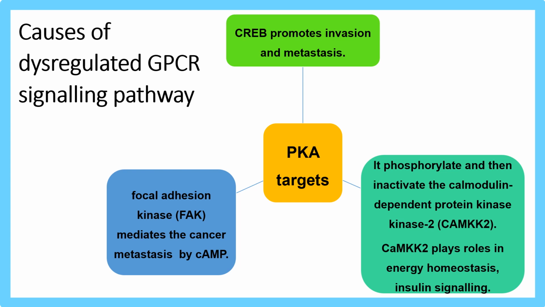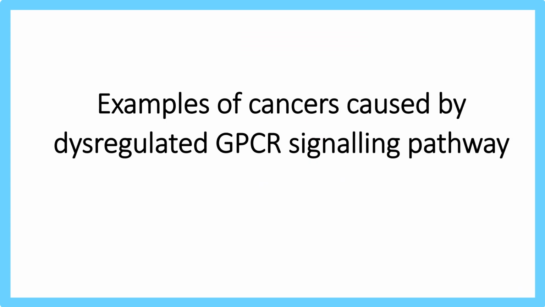Another target of PKA is the CAMKK2, which stands for calmodulin-dependent protein kinase kinase 2. And it phosphorylates and inactivates this enzyme. And CAMKK2 originally plays a role in energy homeostasis and insulin signaling. So let's look at more specific cancers that are caused by dysregulated GPCR signaling pathways.